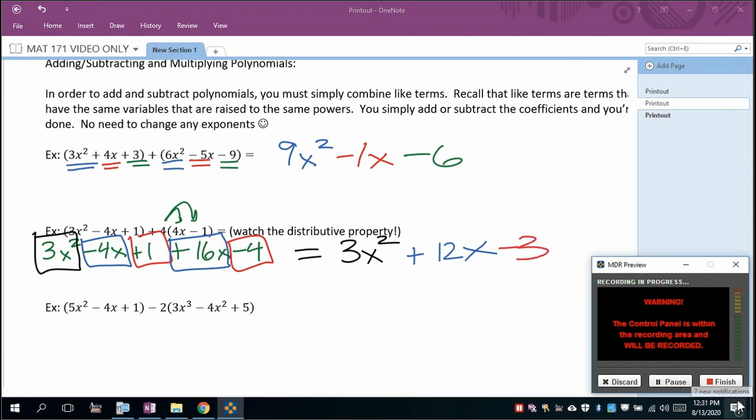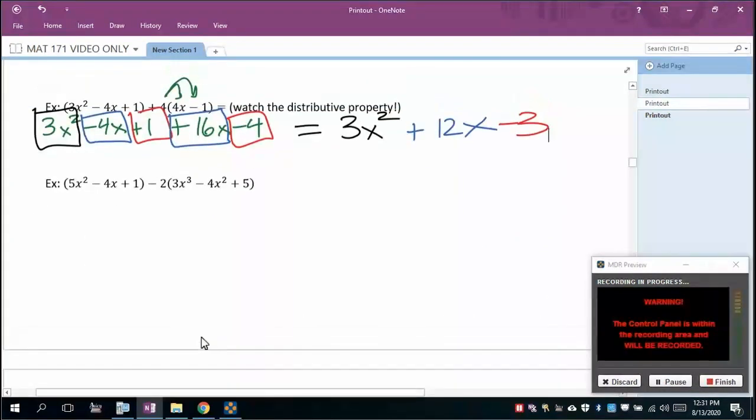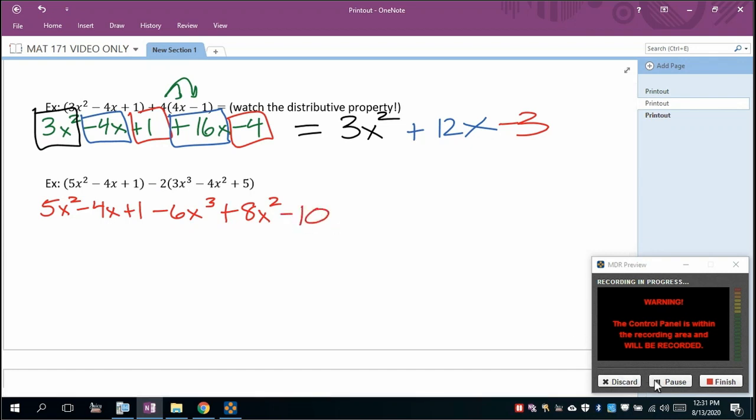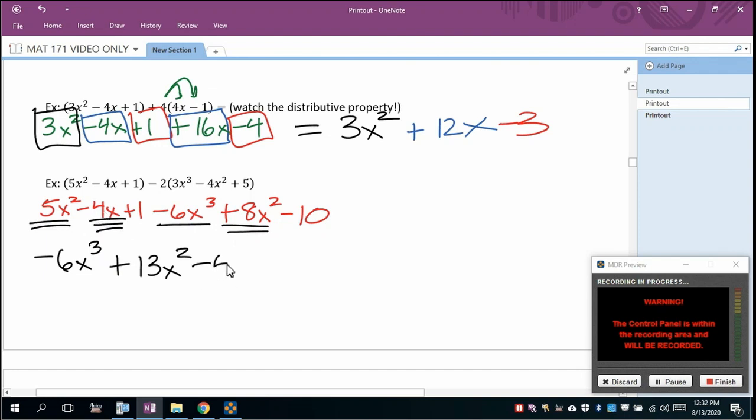All right, so for this next problem, we're going to use the distributive property here. So we'll see something like that. For this first one, you have 5x squared minus 4x plus 1 minus 6x to the third. And negative times a negative is a positive, so that'll be 8x squared and then minus 10. So now, let's see here. We'll start in descending order. We have only negative 6x to the third, and you know 5x squared and 8x squared, that's going to be positive 13x squared. There's nothing to combine with negative 4x, so it's just going to stay that. And positive 1 and negative 10, that's going to give us negative 9. So that's combining like terms for you.